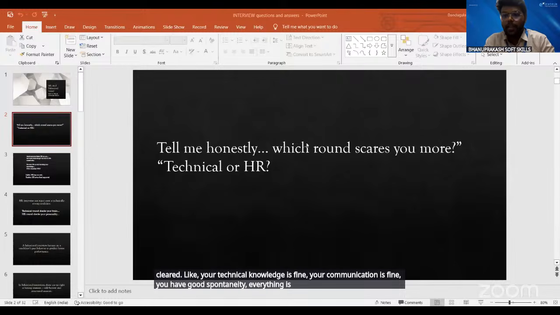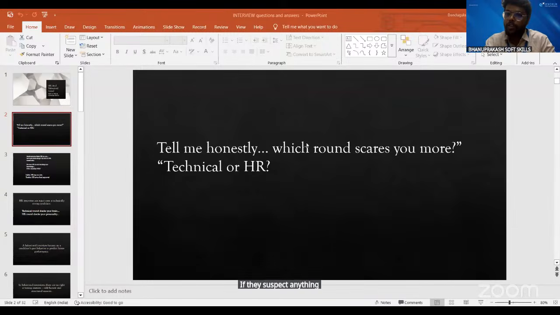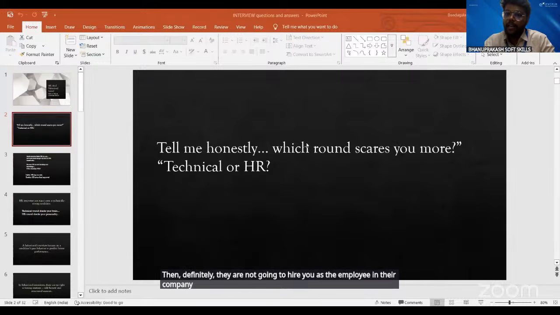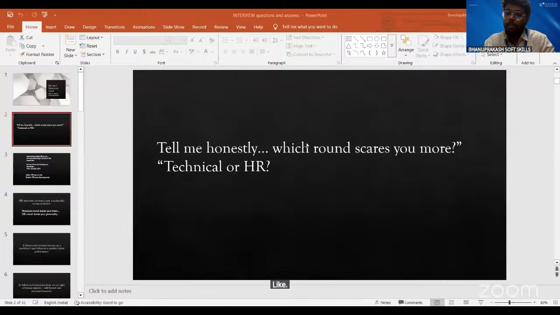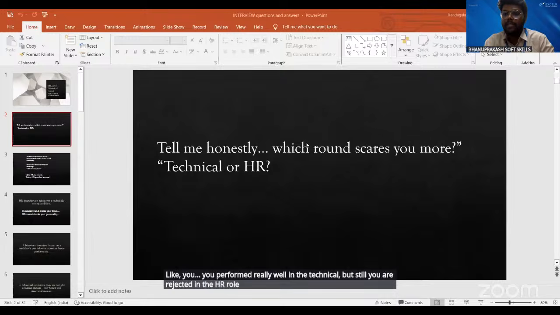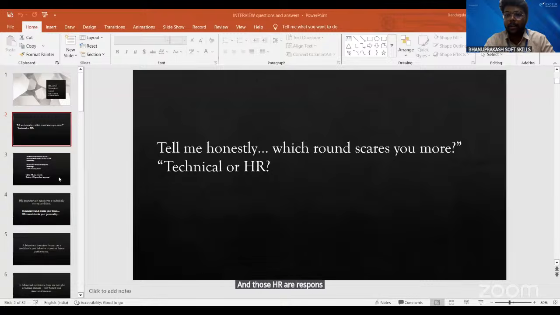Everything is fine. Now you are in this HR round just to test your personality, whether you have a positive or a negative personality. If they suspect anything negative from your answers, then definitely they are not going to hire you as an employee in their company. You performed really well in technical, but still you are rejected in the HR round. The main reason is that they want not just technical skill but also a positive personality. This is the exact reason why companies have this mandatory HR round, and those HR are responsible for the human resource.